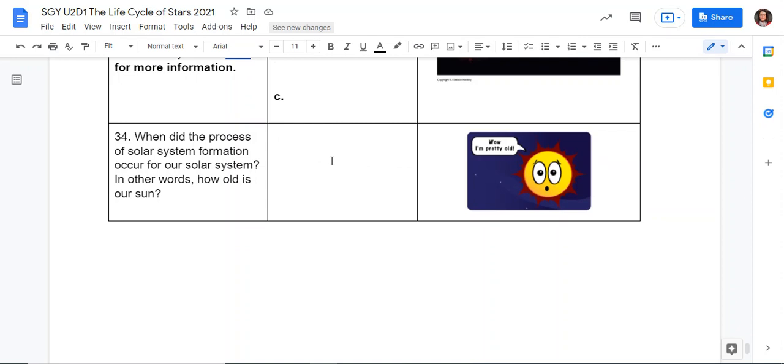And number 34, last question in the assignment, when did the process of solar system formation occur for our solar system? In other words, how old is our sun? The answer is it is about 4.6 billion years old. That is when our solar system began to form.